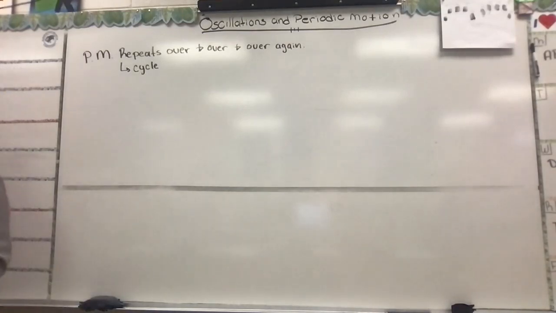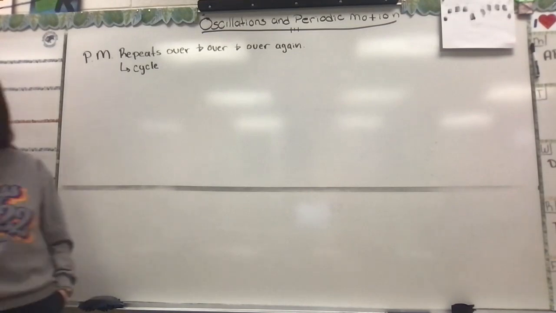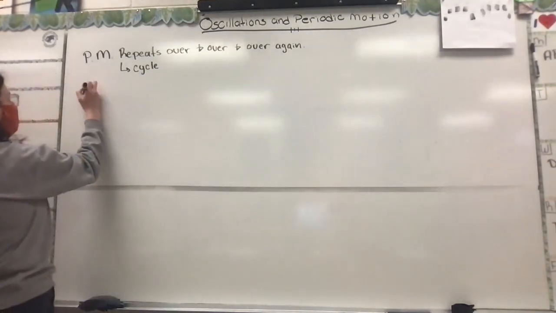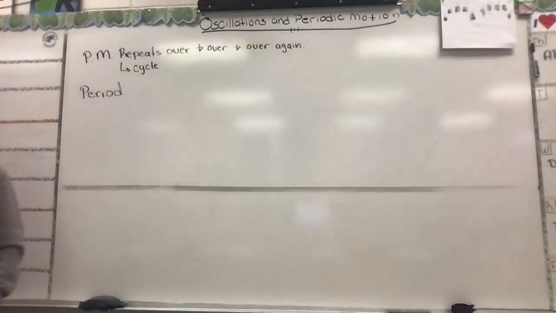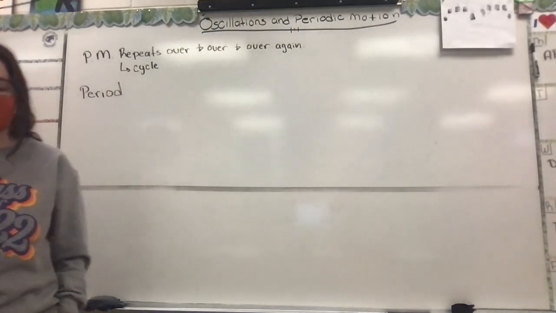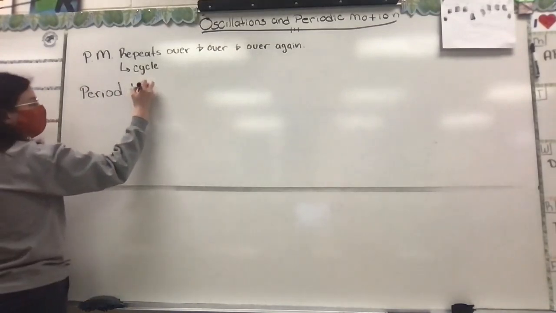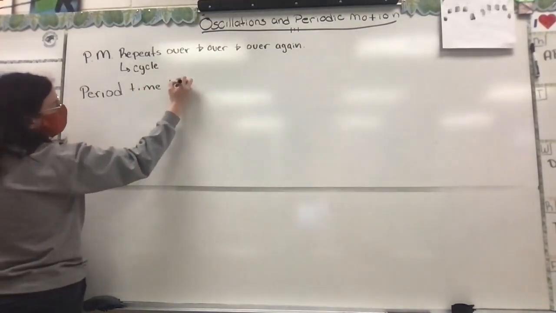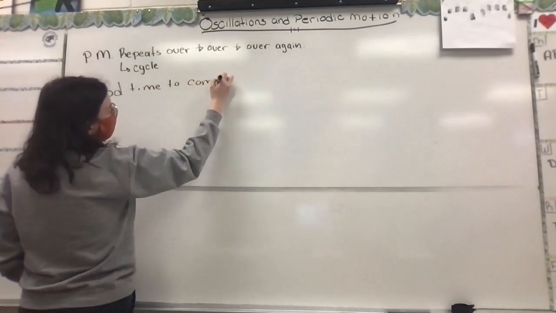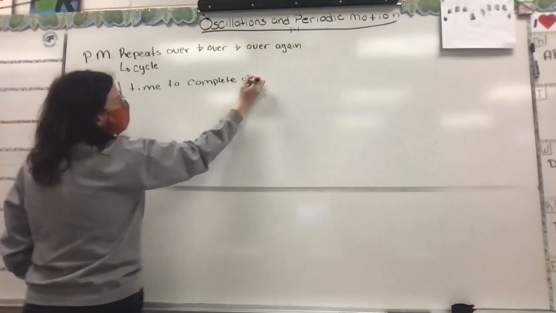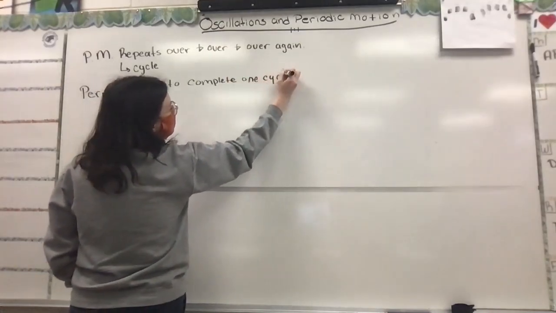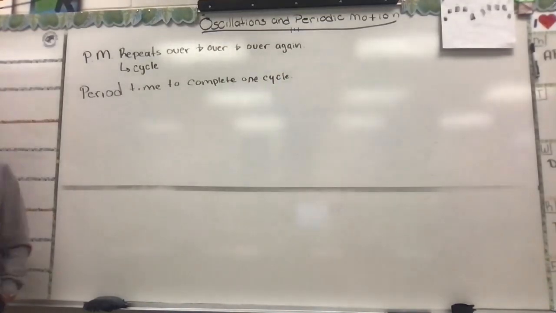Okay, and then Trunks mentioned it happening over a set amount of time. Does anybody know what we call this time? A period, yeah. When we talk about periodic motion, we have a period of time, okay? And a period is the time it takes to complete how many cycles do you think? One cycle, yeah. It's the time to complete one cycle, okay? Only one.